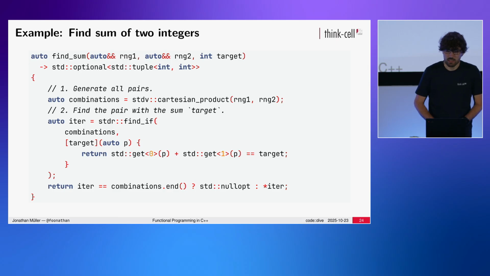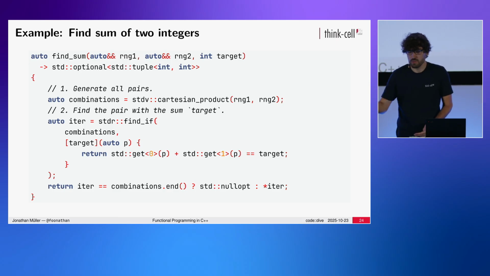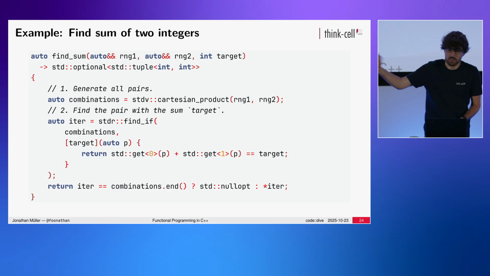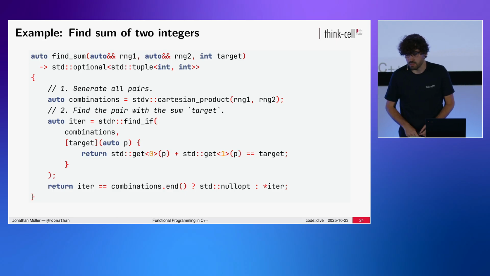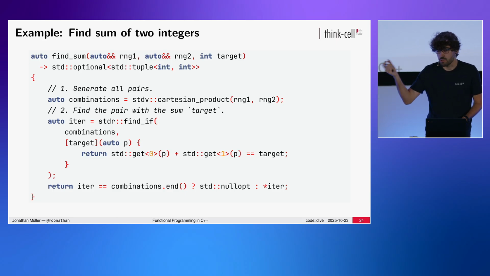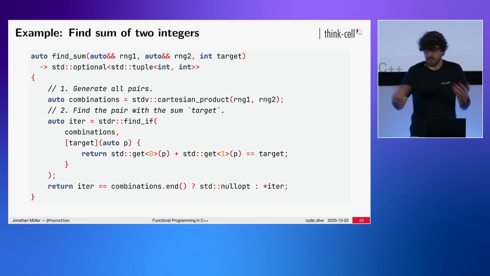And so let's just do that. We use the Cartesian product view to generate all the pairs, right? This is the Cartesian product of the input ranges, which gives us a pair where the first element ranges over all values from range 1, and the second one ranges over all elements from range 2. This is equivalent to two nested for loops. And then we use the findIf algorithm to find the one that we care about.